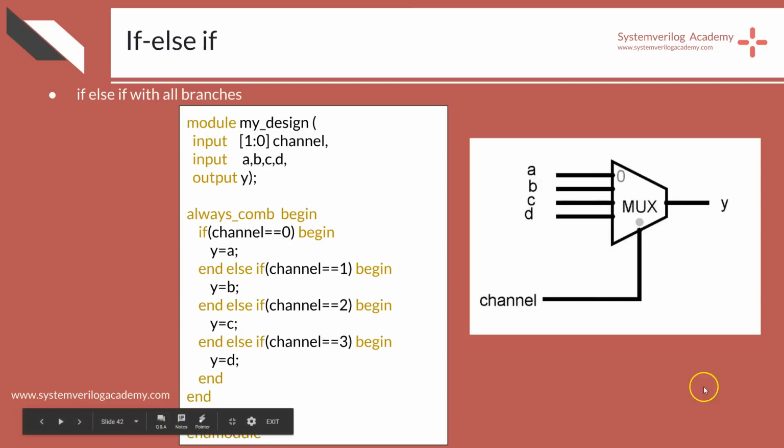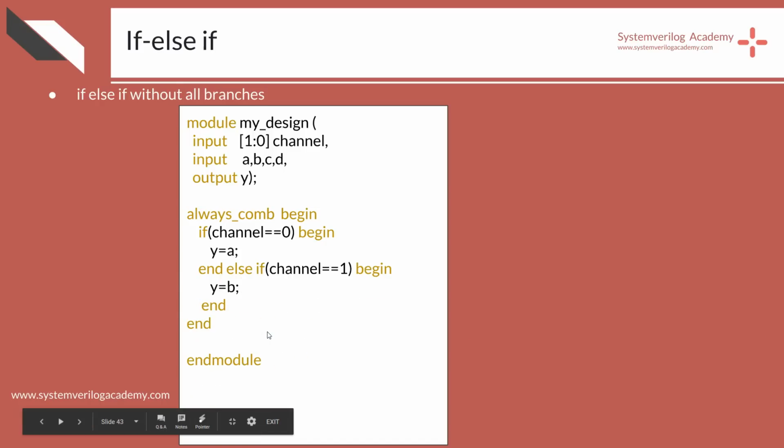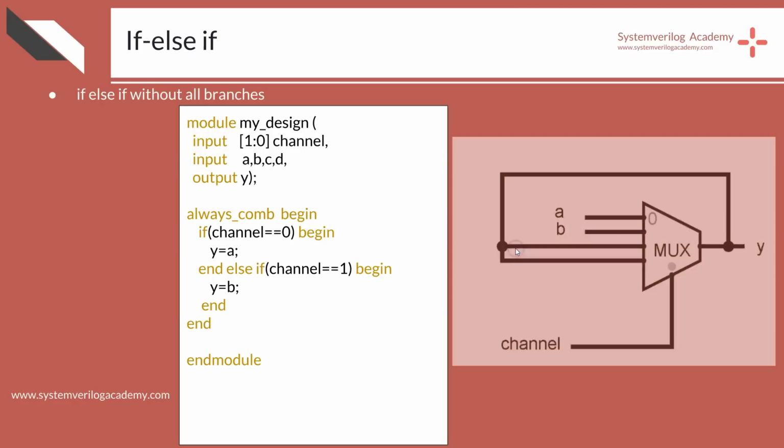Now let's see the circuit when two of the branches from the above example are removed. Here the if block only states the condition when channel is 0 or 1. In all other cases, that is when the channel is 2 or 3, the output should remain the same. Thus, output Y is connected to the data 2 and data 3 inputs of the mux. As there is feedback from the output, it will infer latches in the circuit and it will not be a combinational circuit, as explained earlier.